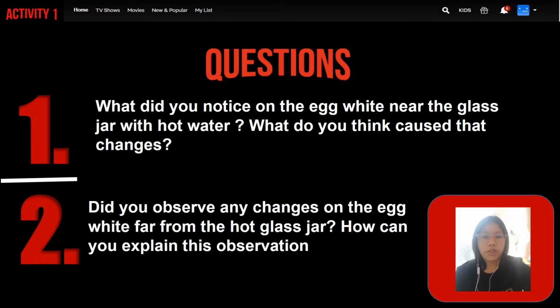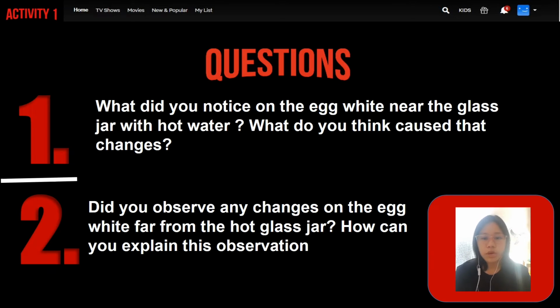Additional question for number 1. What do you think caused the changes? After observing the interaction of the egg white near the jar that contains boiling water, I came up with the conclusion that because of the heat, it changes its appearance and became more compacted.